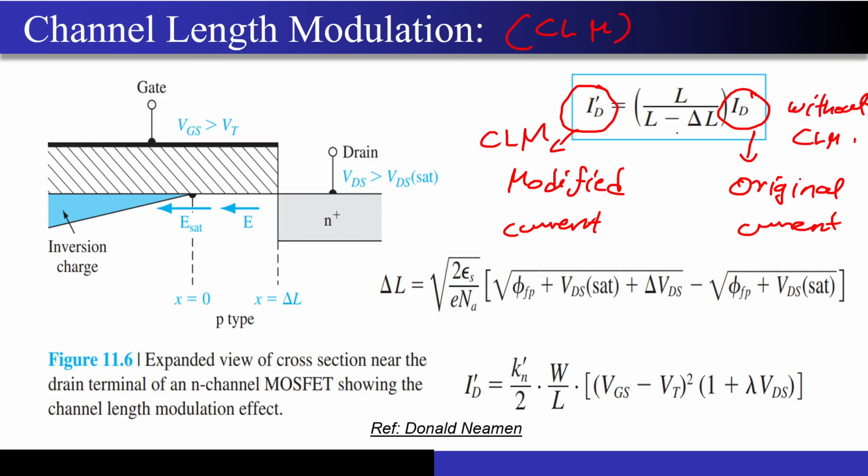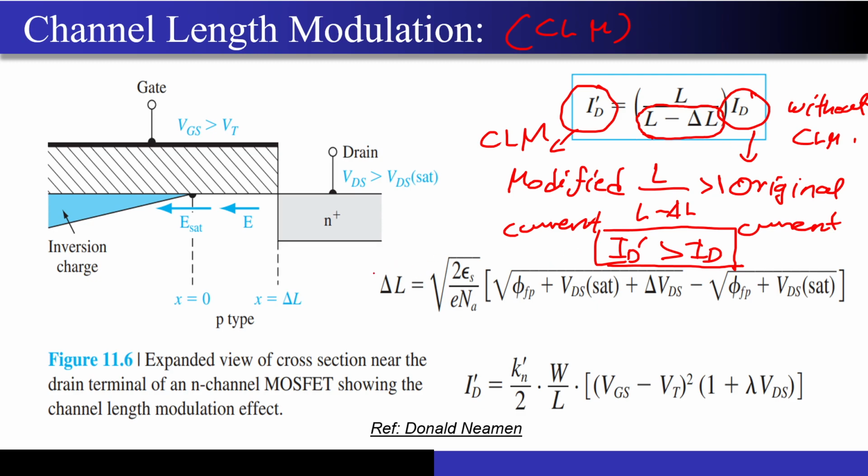So now what you can see over here, I already told you L minus delta L. This value will be smaller than L. If this value is smaller than L, that means my ratio is greater than 1, right? So L upon L minus delta L is always going to be greater than 1. So my modified current ID dash is always going to be greater than my original current. And this is what sir must have told you, the channel length modulation actually increases the current, right? So now we will be solving a few numericals based on this.